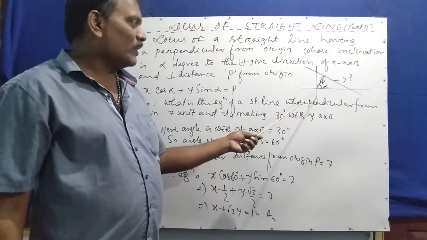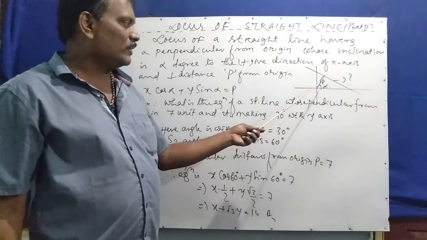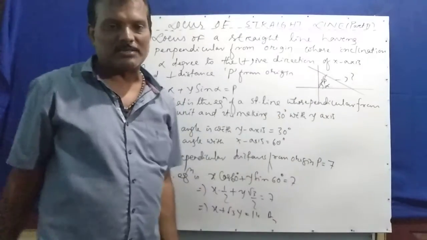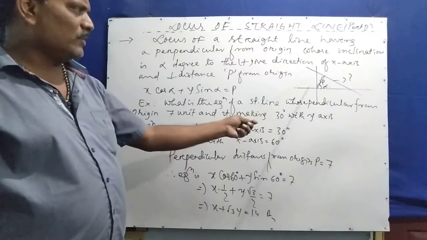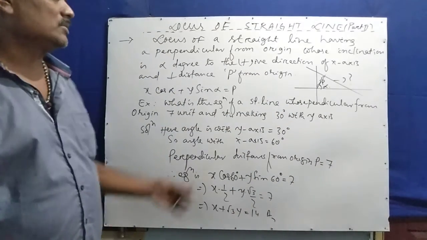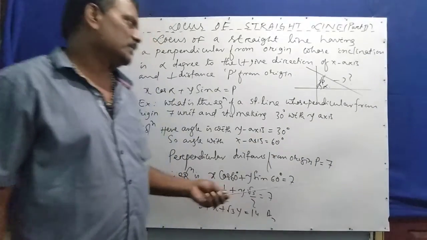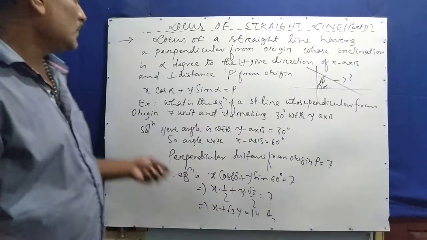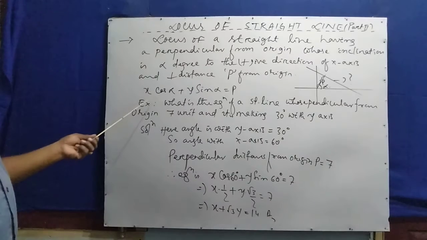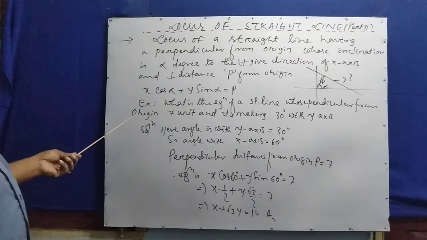And this perpendicular makes alpha degree to the x-axis in the positive direction. Here this is the negative direction and this is the positive direction. The direction of the right hand side is the positive direction. These two are given. Then the equation can be written x cos alpha plus y sin alpha equal to p.